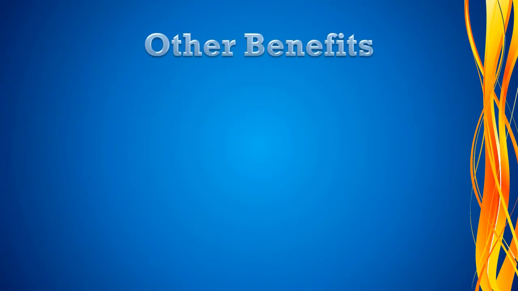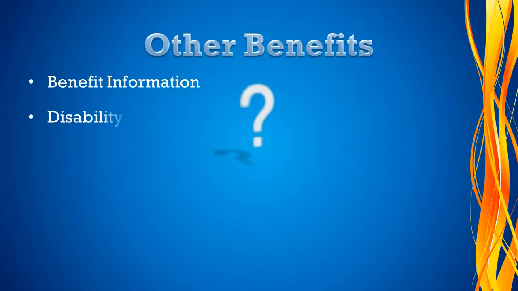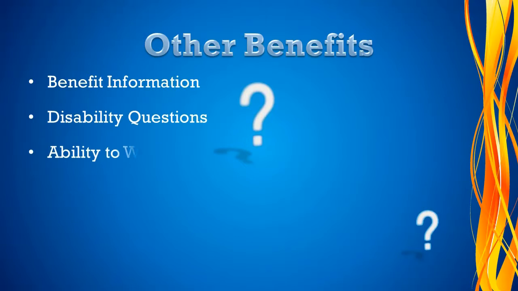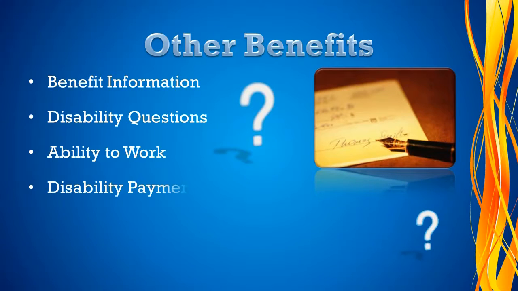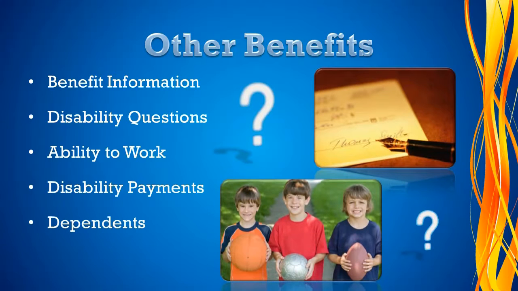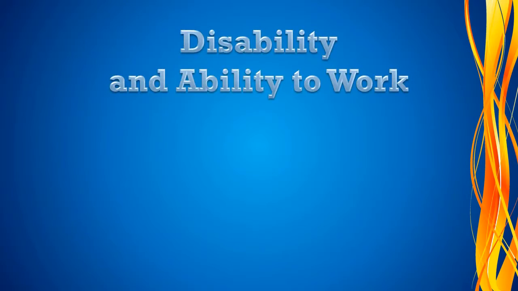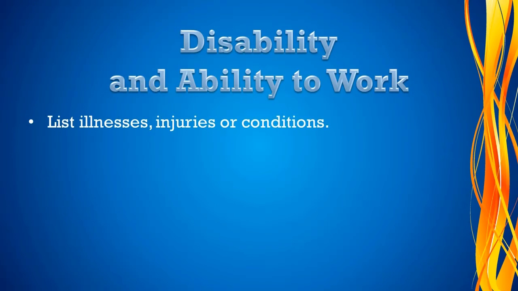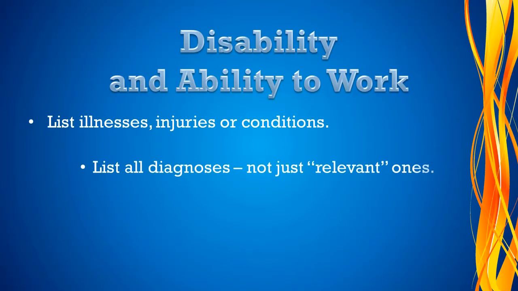Now let's move on to the Other Benefits section. It covers benefit information, disability questions, ability to work, disability payments, dependents, and authorization. You'll be asked about your disability and your ability to work. Make sure you list every illness, injury, or condition that limits your ability to work. List all of your diagnoses from your doctors, not just the ones you think are relevant.